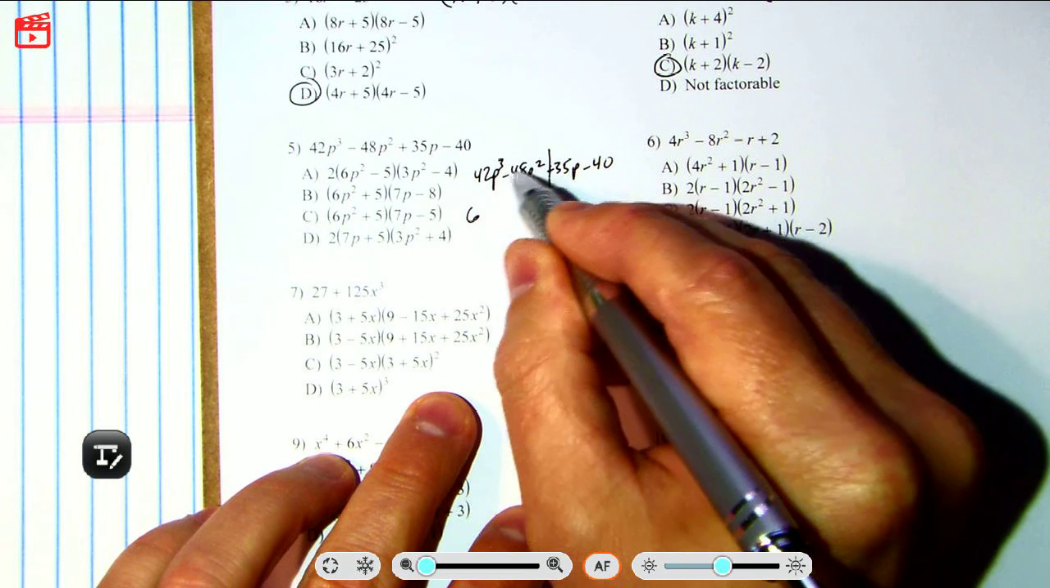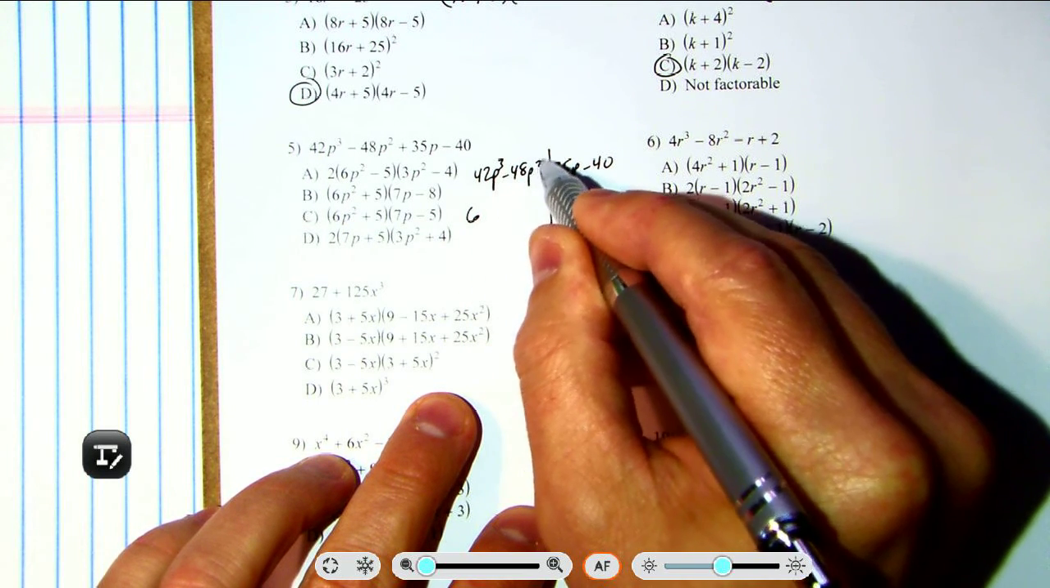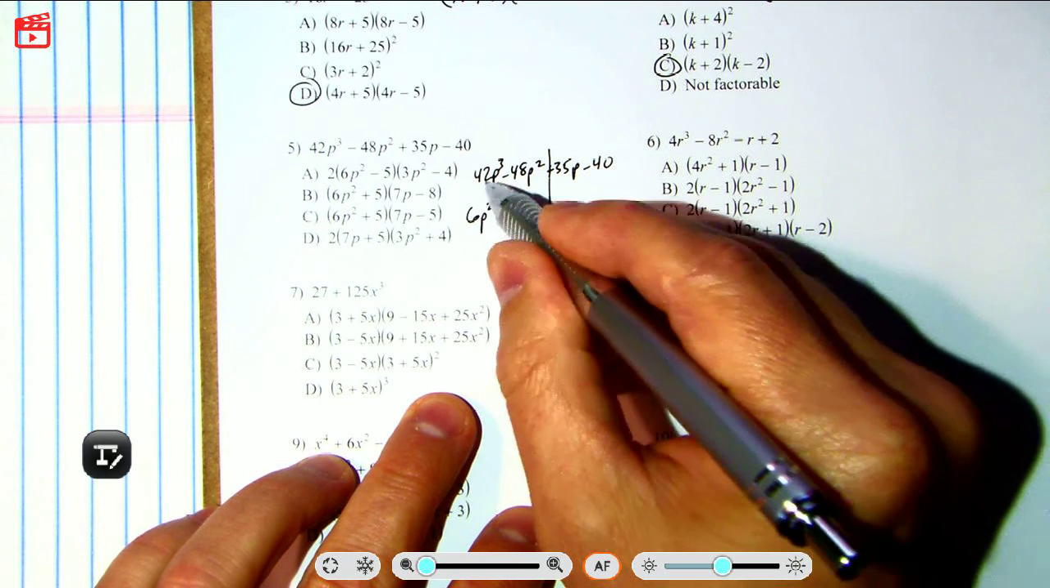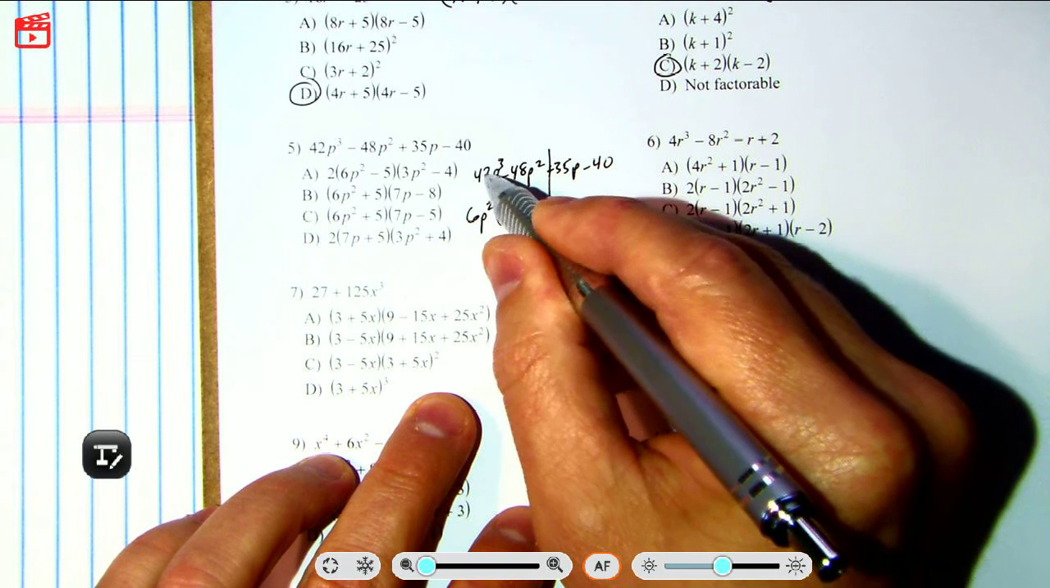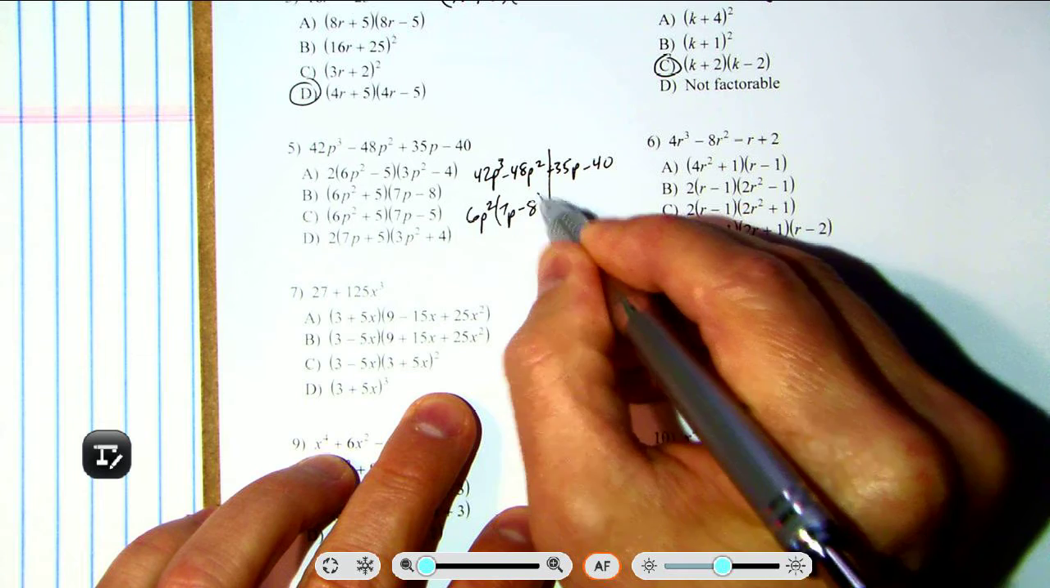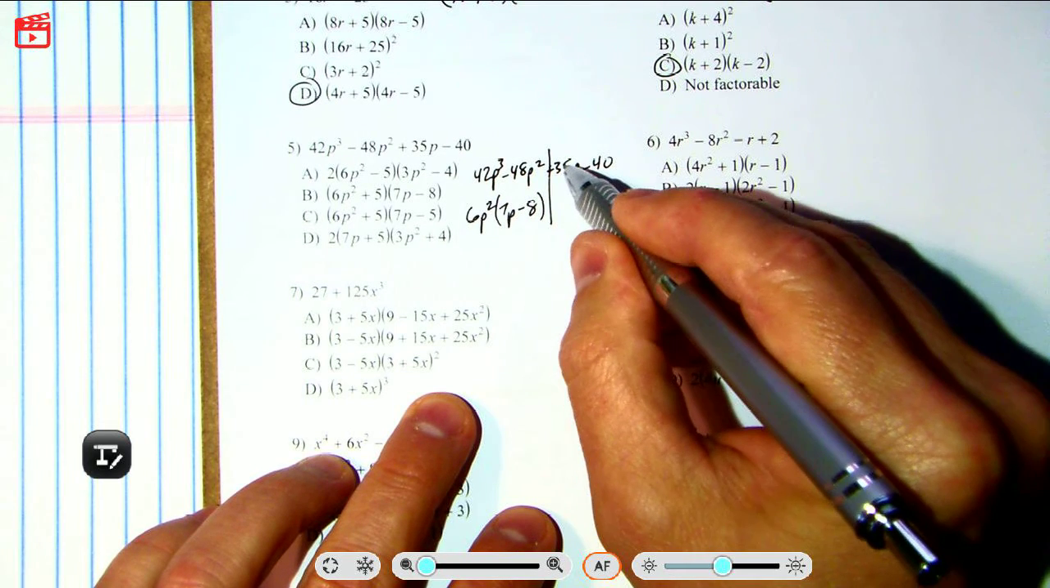What's the GCF of p cubed and p squared? It's the lower one, so it's p squared. And when you divide out 6p squared from each of these first 2 terms, what do you get? You get a 7p and minus 8. Okay? So what's the GCF of 35 and 40?